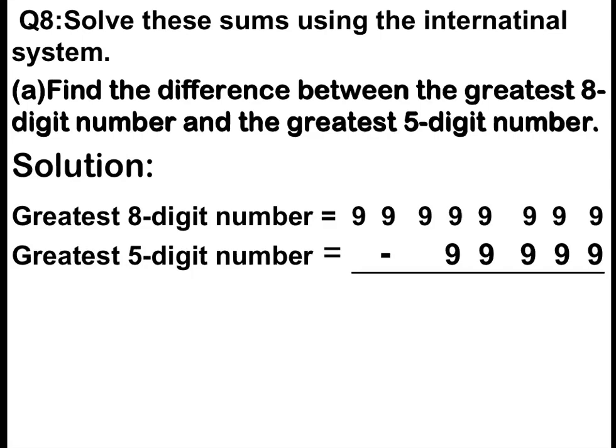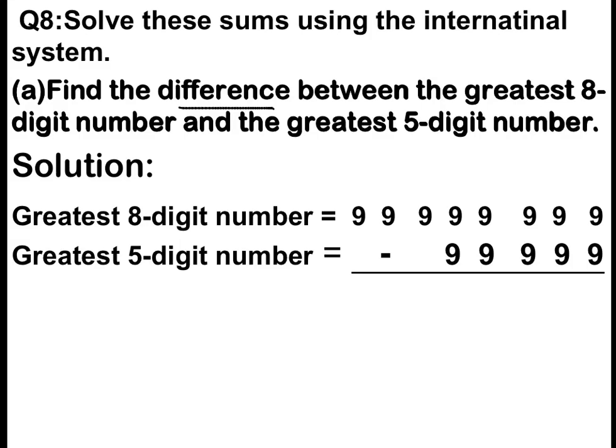Student, now question number 8. Question number 8 is solve this sum using the international system. And part A, find the difference between the 8 greatest digit number and the greatest 5 digit number. Student, difference means we will subtract the greatest 5 digit number from the greatest 8 digit number. Understand? And I have already told you the greatest digit number.